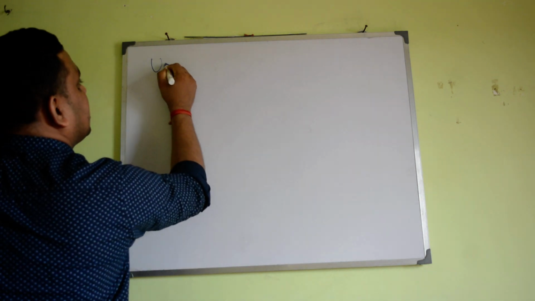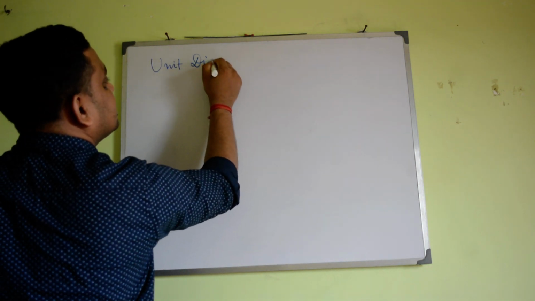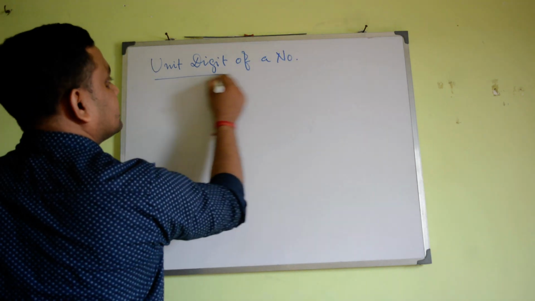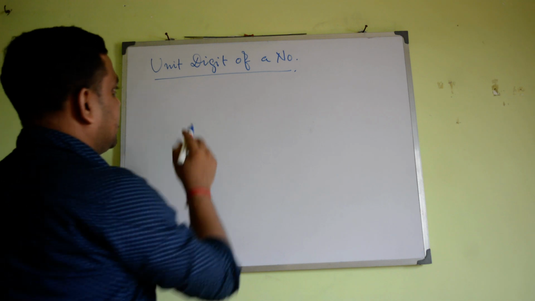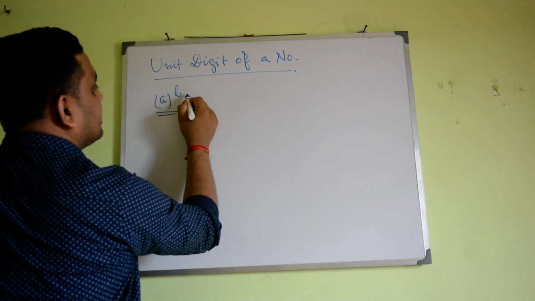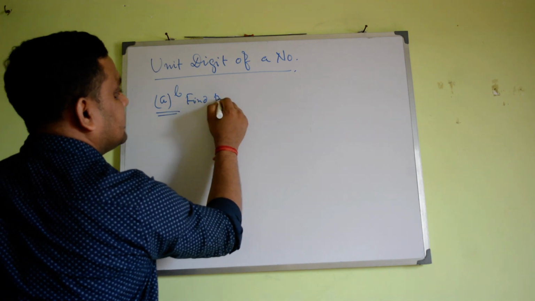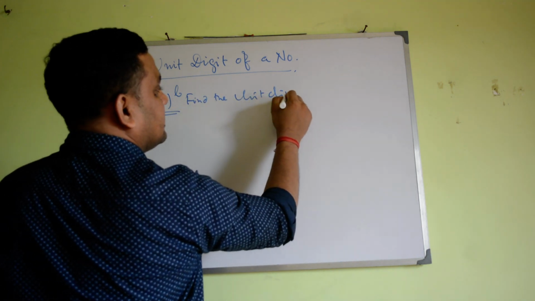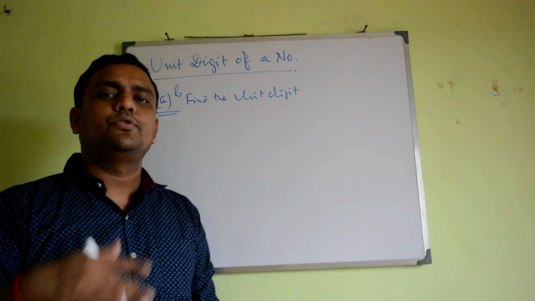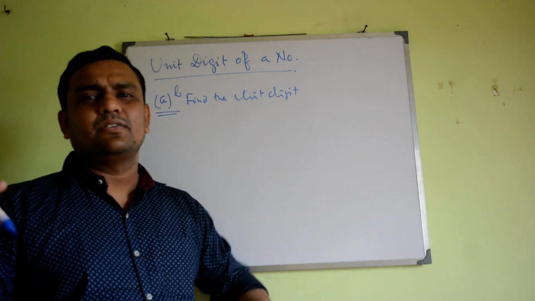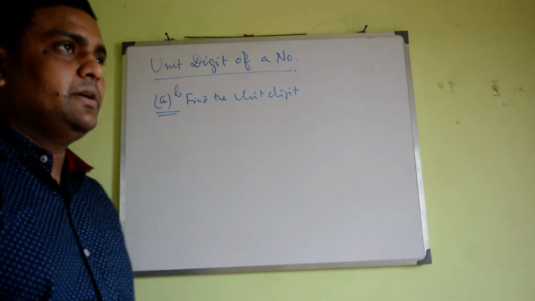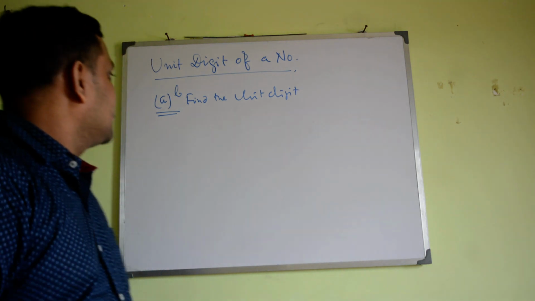Unit digit calculation, the unit digit of a number. First of all, we want to find the unit digit of a particular number of the form a to the power b. For example, something like 965 to the power 70 is a very big number, and you want to calculate its unit digit. Unit digit means the last digit. So how to do this?